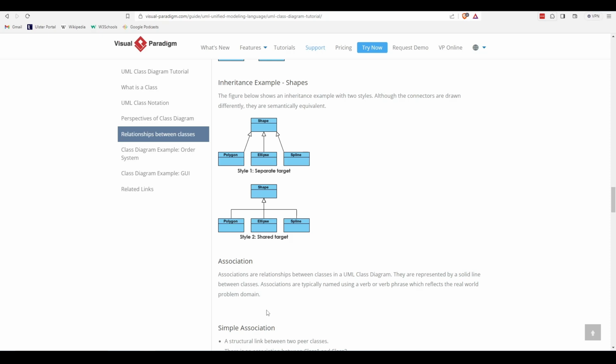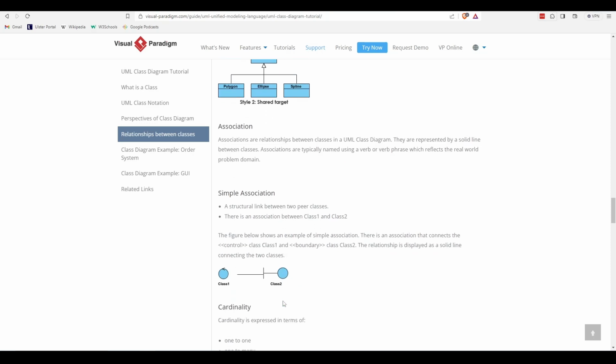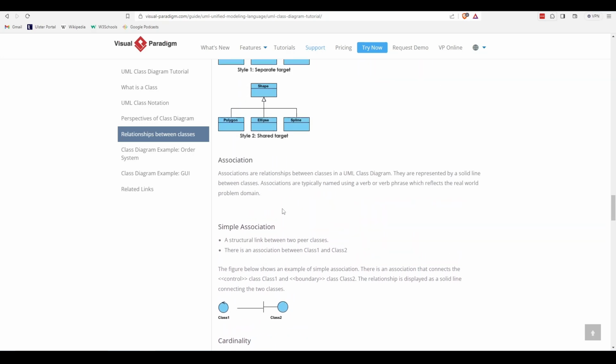So associations are relationships between classes in a UML class diagram. They're represented by a solid line between classes. Associations are typically named using a verb or verb phrase which reflects the real world problem domain. So let's have a look here. Simple association is a structural link between two peer classes. So there's an association between class 1 and class 2. The figure below shows an example of simple association. So this is an association that connects the control and the boundary. The relationship is displayed as a solid line connecting two classes. So when classes are associated with each other, we just put a solid line between them.